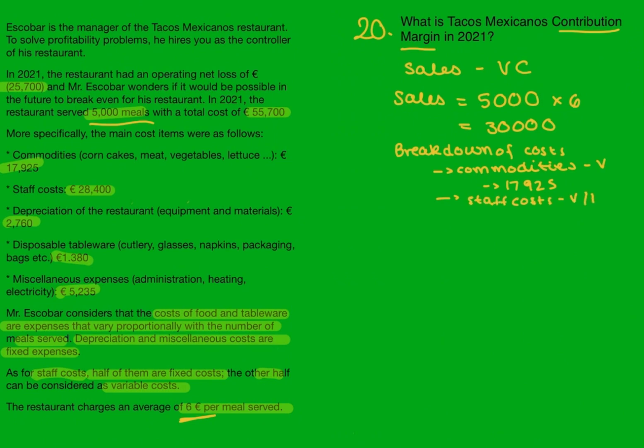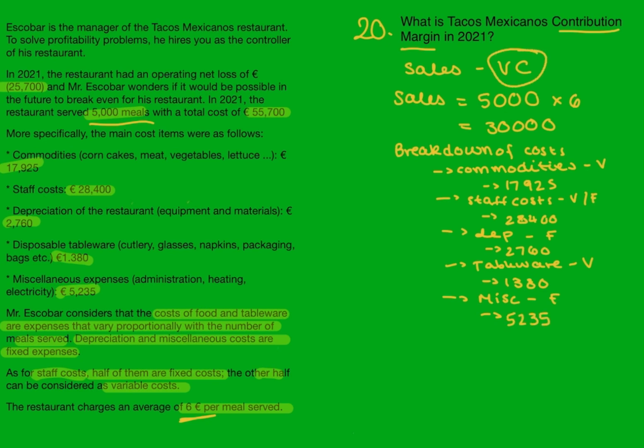So food is going to be variable, and that is 17,925 euros. The staff costs, it says that they're half variable, half fixed, which is 28,400. Our depreciation costs are fixed costs, which is 2,760. Our tableware is a variable cost because it says in the data, and it's 1,380. And the miscellaneous is a fixed cost, which is 5,235.